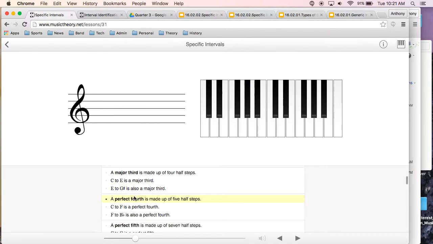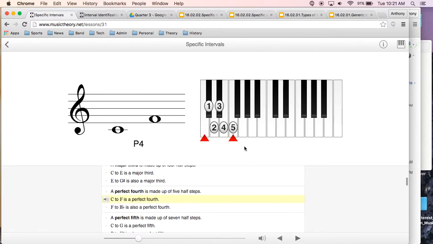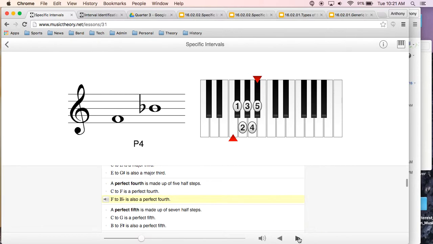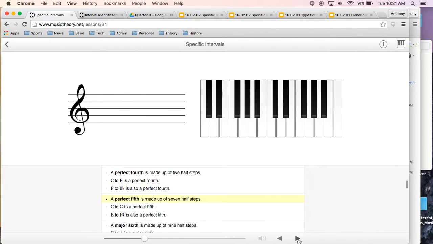A perfect fourth, as it says here, is made up of 5 half steps. So if I started on C and I went up 5 half steps, 1, 2, 3, 4, 5, I would be on F. And that's a perfect fourth. So as you see here, that's what a perfect fourth looks like on the staff, 5 half steps away from the note below it. If we started on F and we want to know a perfect fourth above it, we would again count up 1, 2, 3, 4, 5 half steps. And there you go. We have a fifth, a sixth, a seventh, and an octave left.